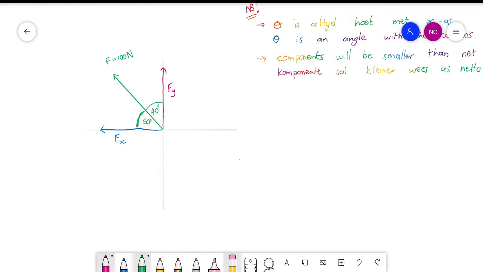f van y wees. Do you guys agree that the f of x will be to the left and f of y will be upwards?